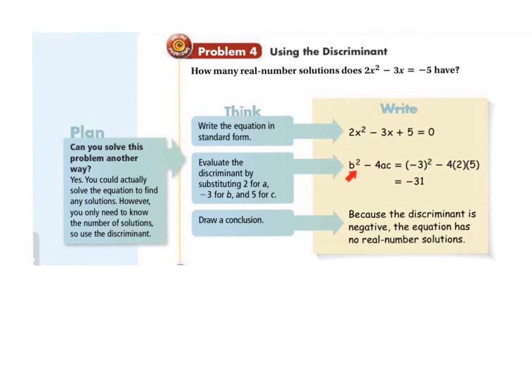So your B being negative 3, your A being 2, your C being 5, and you find you get negative 31. Think about trying to take the square root of negative 31. It's going to be not a real number, right? An imaginary number. So therefore, there are no real solutions. In other words, if I were to graph this, it will not intersect or go below the x-axis. Therefore, there are no real zeros, so no real solutions.